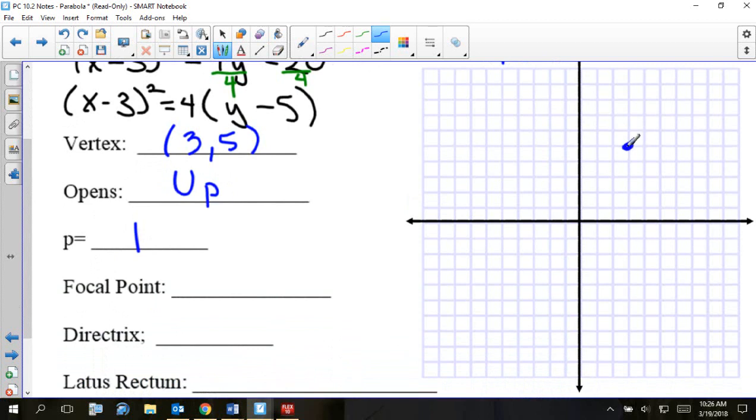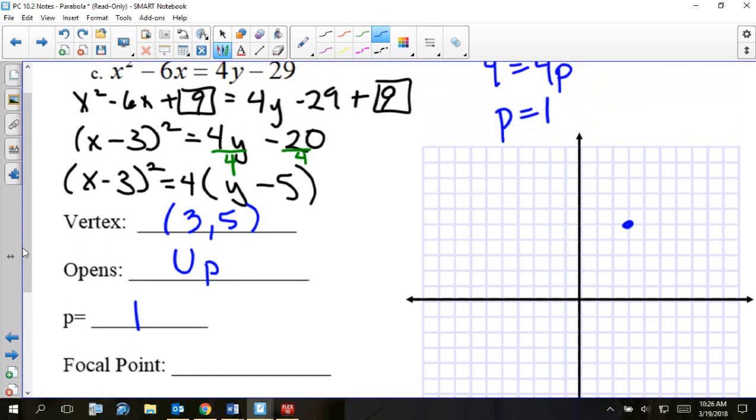Why do we use 4p? It's this number that is outside the parenthesis with the y. Did you factor that number out? Yeah. Okay. So it's always whatever that number is in that spot. It's on the side that is not squared. You always use 4p on the other side. Yes, that's like the formula.